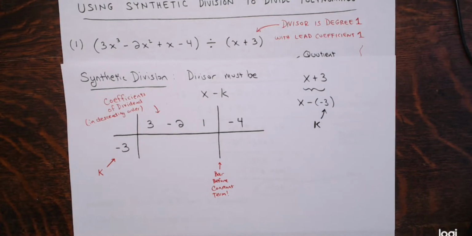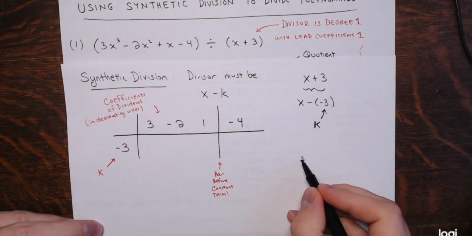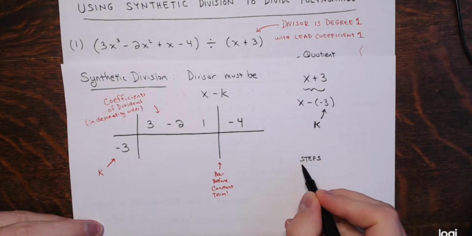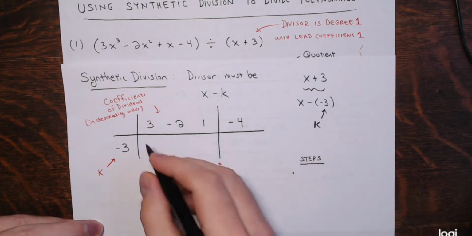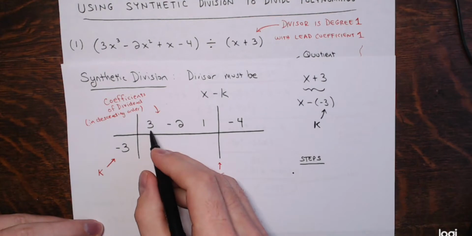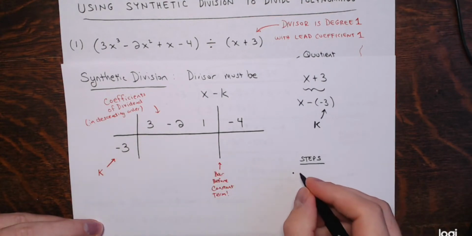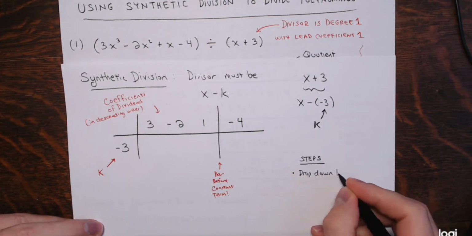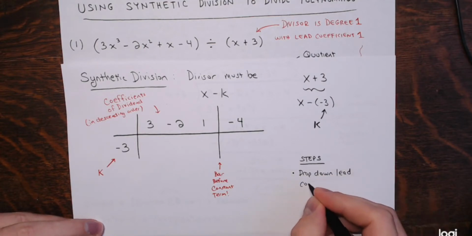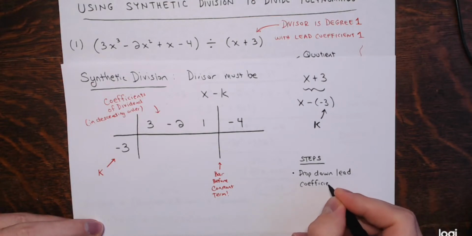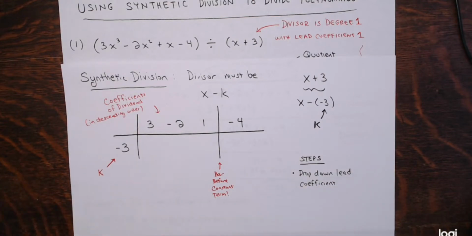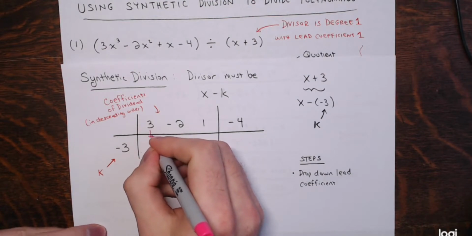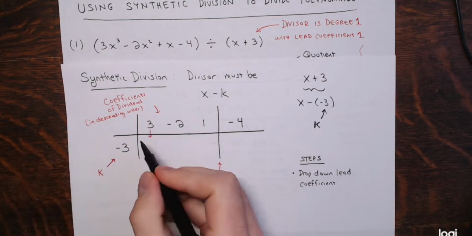All right, so here's the procedure, with the steps off to the side. First step, the lead coefficient of the dividend just drops down. Drop down the lead coefficient. So this 3 here just gets written again down here. 3.